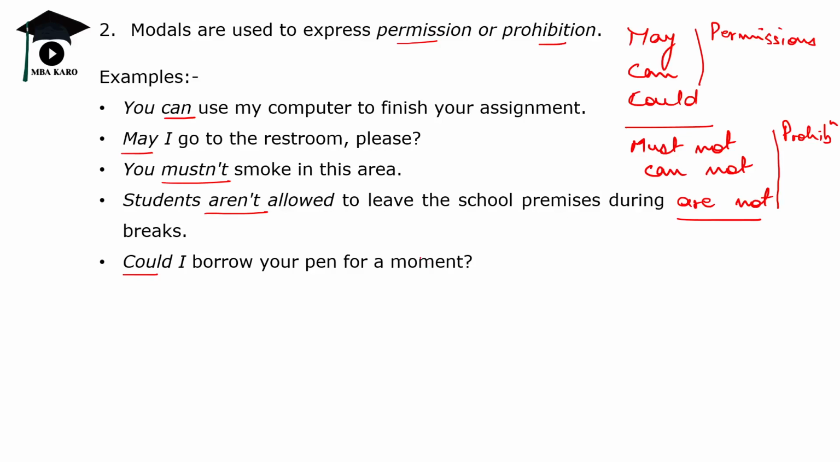So the second rule says that modals are used to express permission or prohibition, and the words we use for permission are may, can, could, and for prohibition we use must not, cannot, are not, and so on.